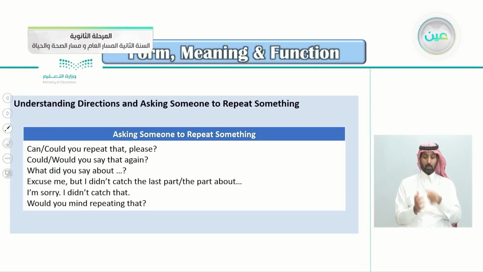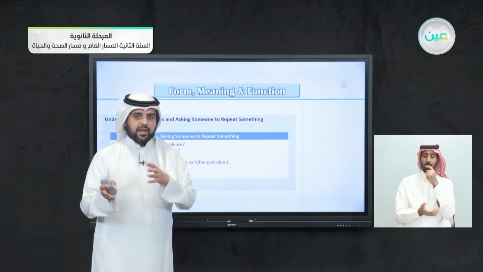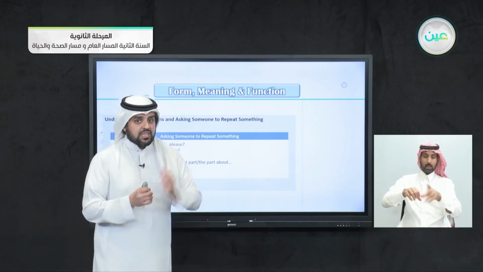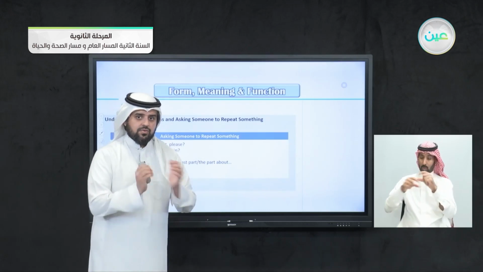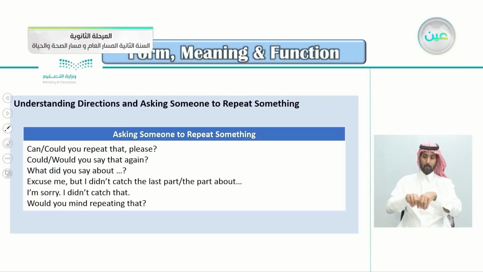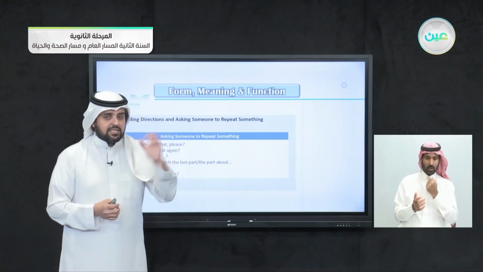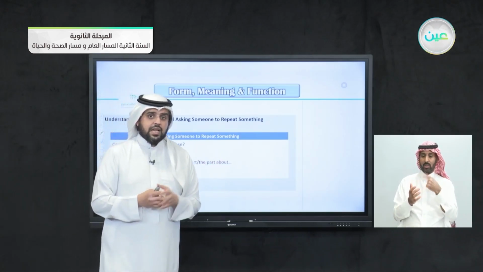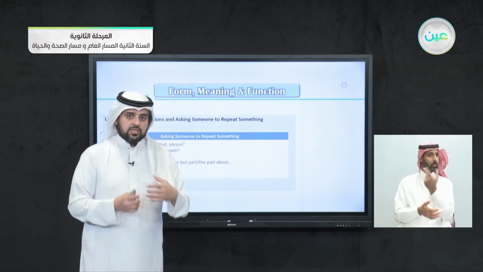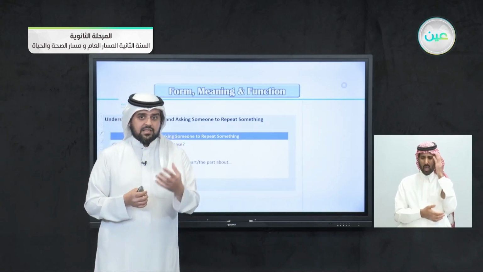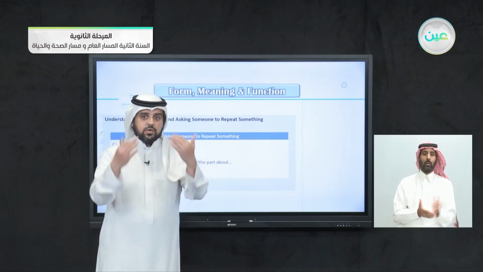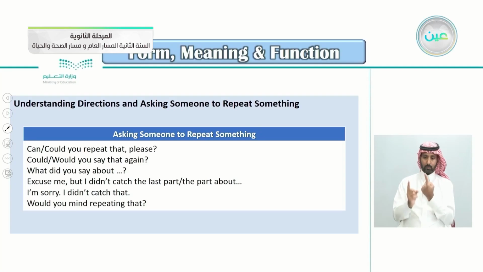Would you or could you say that again? What did you say about the mosque? For example, that the bank is next to the mosque. You can say, what did you say about the mosque? The bank is next to the mosque. Or: excuse me, but I didn't catch the last part, the last thing you said. Or: I didn't catch the part about the mosque. Once you started talking about the mosque, I didn't hear you well. Can you repeat what you said about the mosque or the last part?